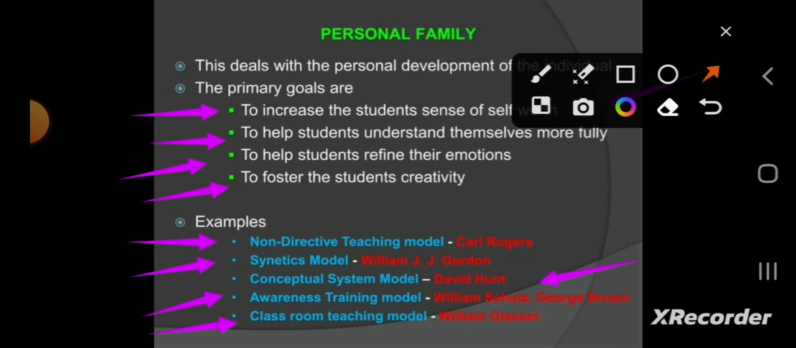Each of these models contributes to personal development in unique ways, focusing on aspects like self worth, self understanding, emotional refinement, and creativity.